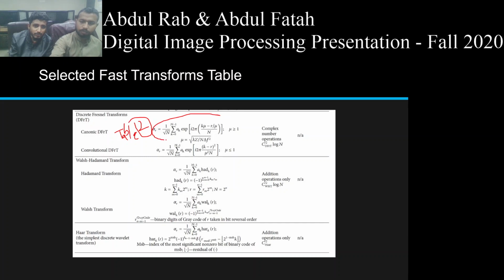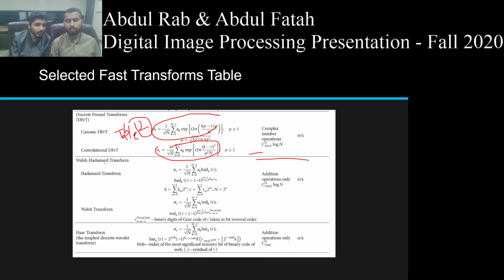This is the definition of the canonic discrete fractional transform, and for the convolutional discrete fractional transformation we have this one definition. So this is also a complex number operation like the discrete Fourier transform, not like the discrete cosine.